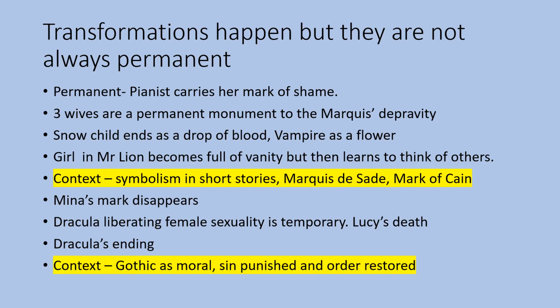And I suppose the context that we can bring in is perhaps the literary context here, the use of symbolism, the mark of Cain, references to other texts. This is literary criticism, literary context that you can bring in. The Marquis is obviously a reference to a real-life character, the Marquis de Sade, so that's another historical context that you can bring in there. So we're looking at how some transformations are permanent and some are not.